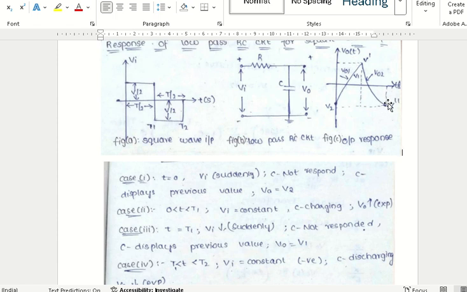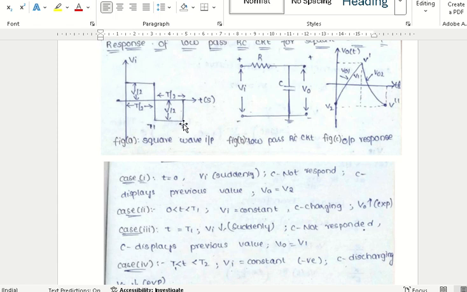At the end of the period, at t is equal to T2, the input signal suddenly increases to the maximum value. That means by the end of this period T1 to T2, the voltage lost by the capacitor is represented with V double dash. Initially, during the discharging period, the voltage across the capacitor is represented with V dash. Finally, the voltage across the capacitor is represented with V double dash. Between these two, the capacitor voltage decreases exponentially.